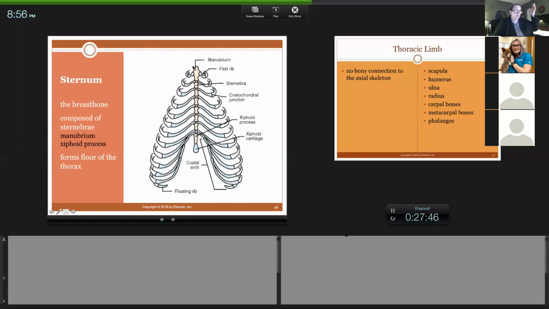And then I talked about the manubrium and the xiphoid. So know the difference between the two: sternebrae, vertebrae, costochondral junction, the 2 points of connection.